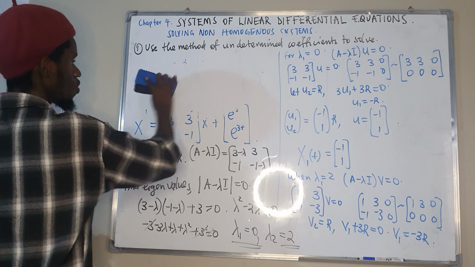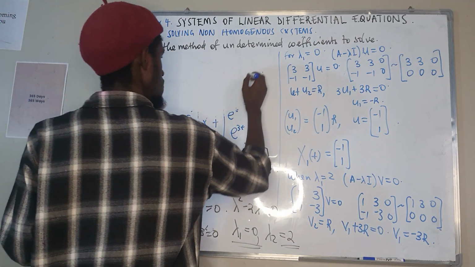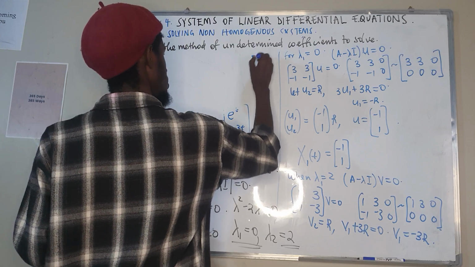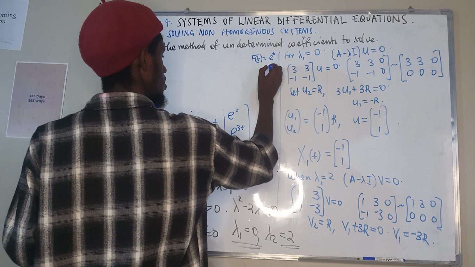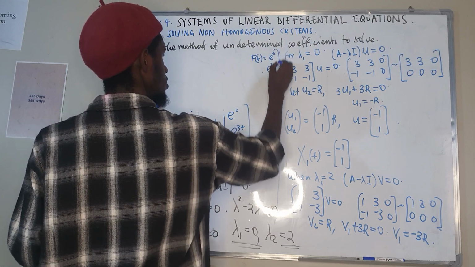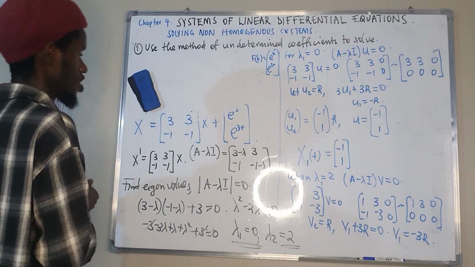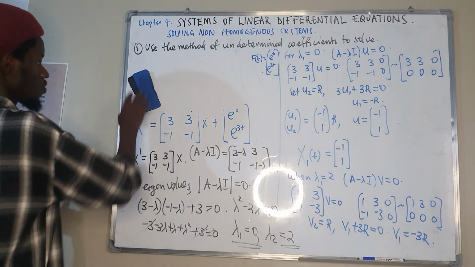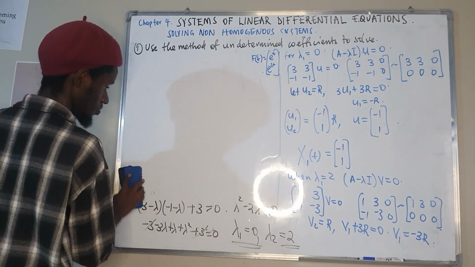Yes, I think we shall recall our f(t). Remember, I need f(t), which is e^t and then e^(3t). I need this f(t) because I have to use it in assuming our particular solution. Now from there we can easily put this off and then we see what to do.